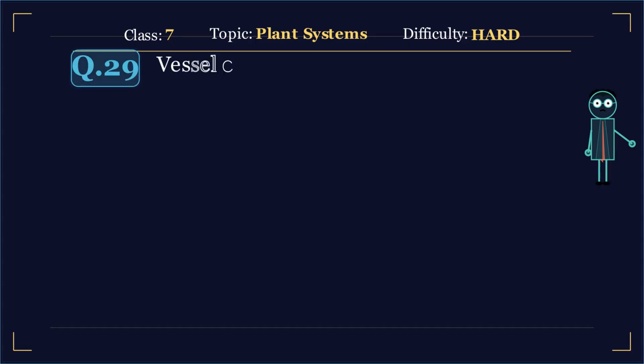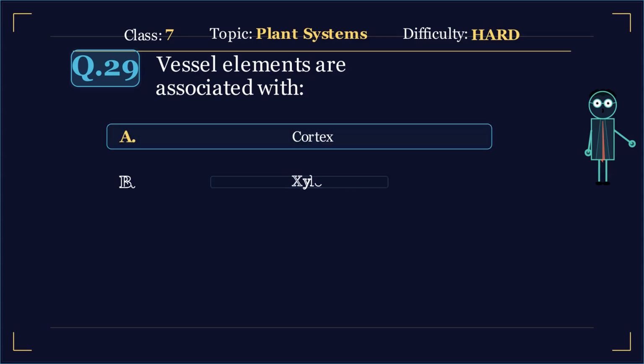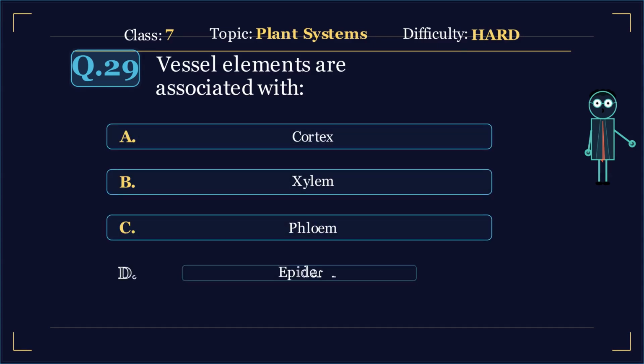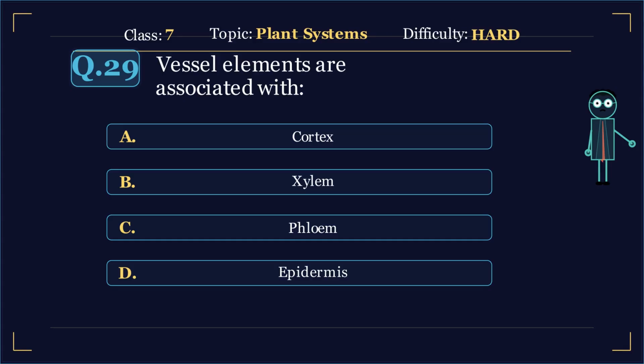Question 29. Vessel elements are associated with: Option A, cortex. Option B, xylem. Option C, phloem. Option D, epidermis.